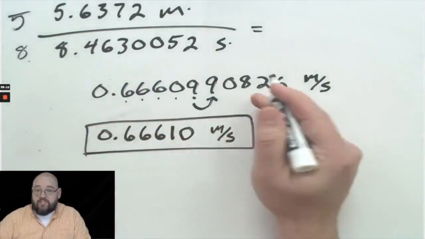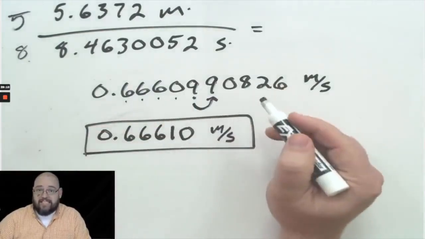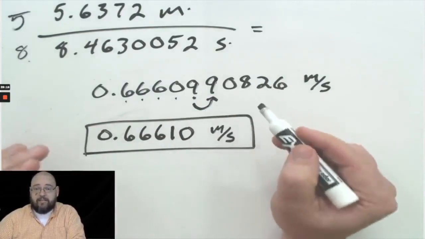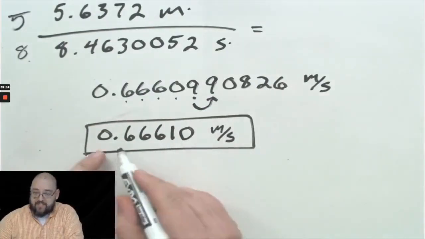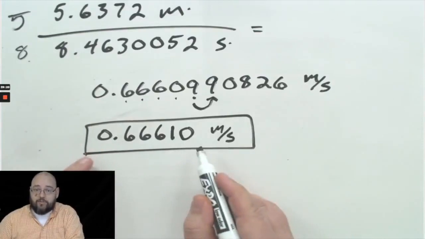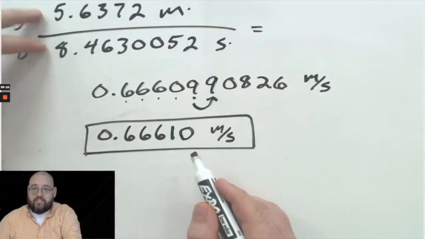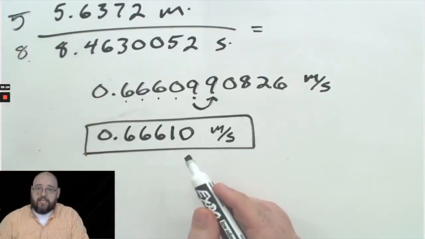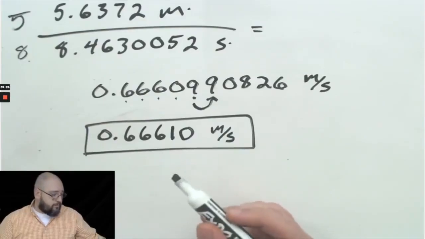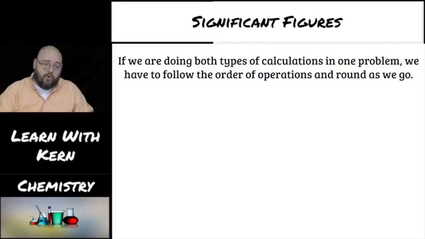So even though this number with all of the digits is the mathematical answer I get from the calculator, this is the scientifically correct answer based on the significant figures of my measurements in the problem. Now, if you're dealing with both types of calculations in one problem, then you have to follow the order of operations and round as you go.